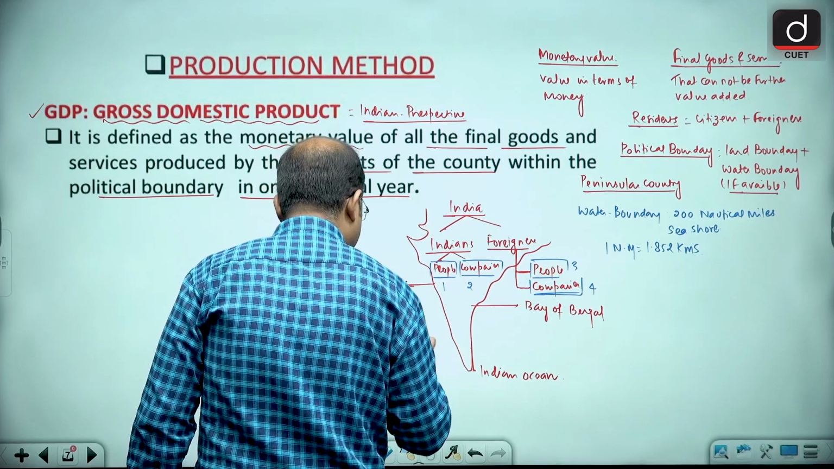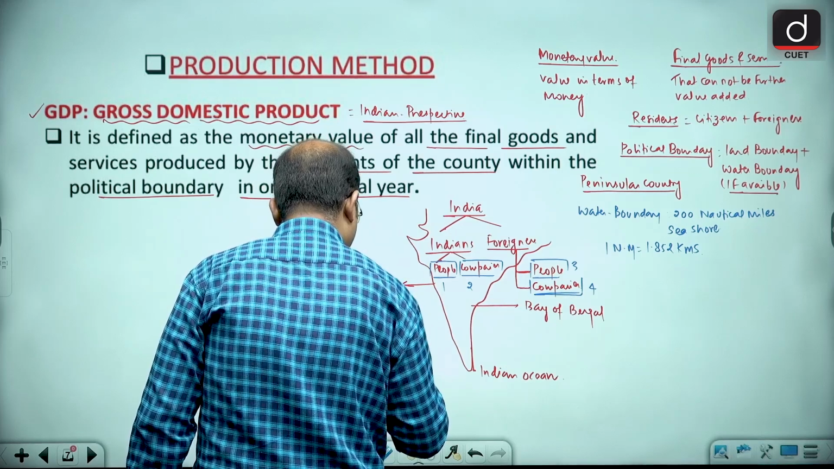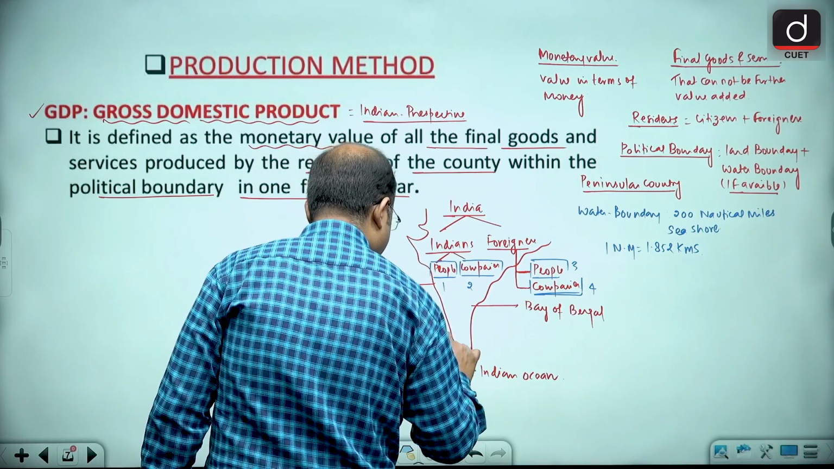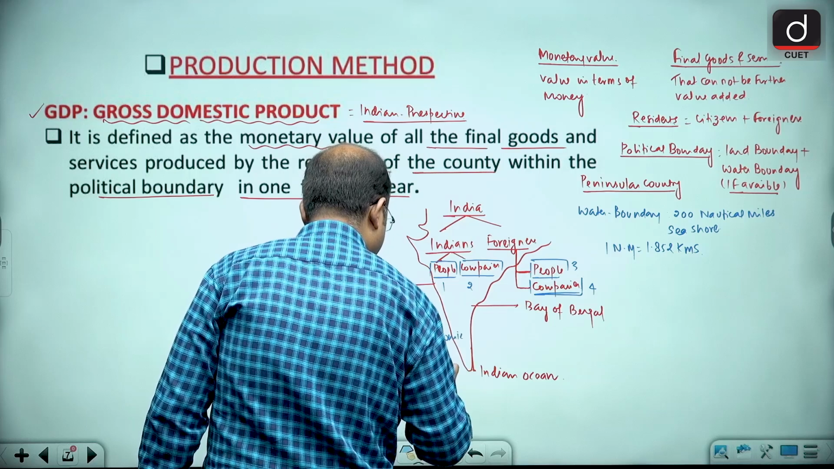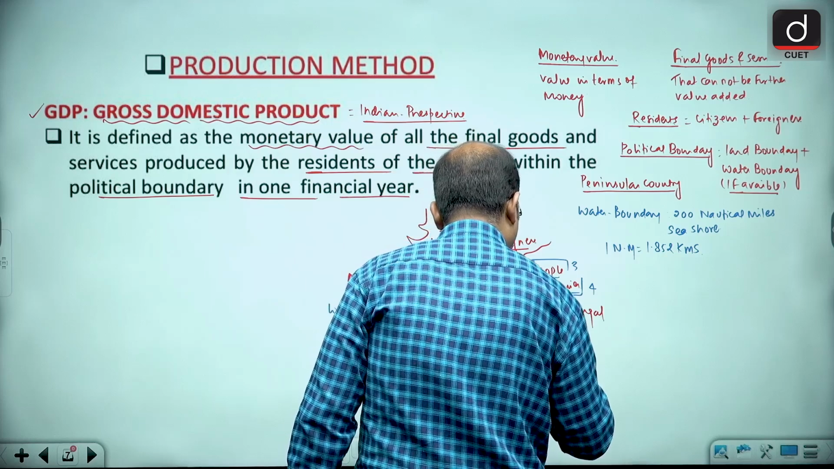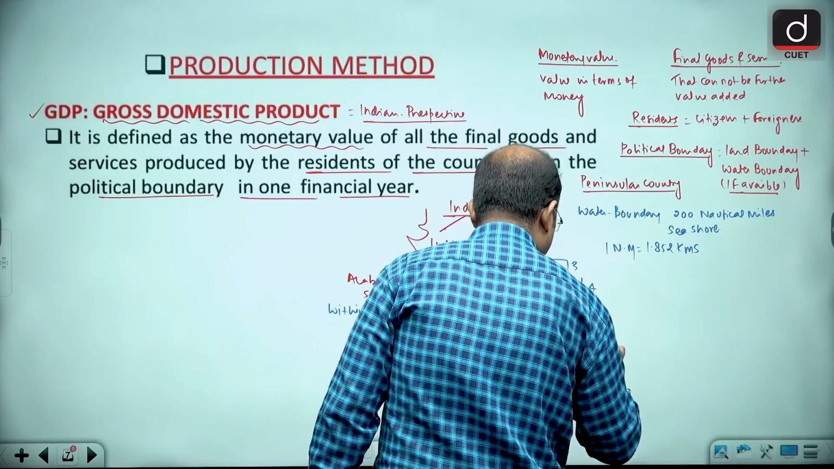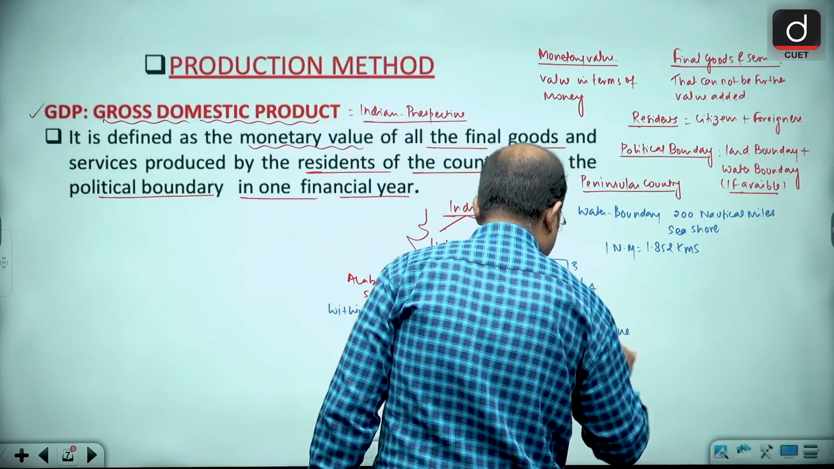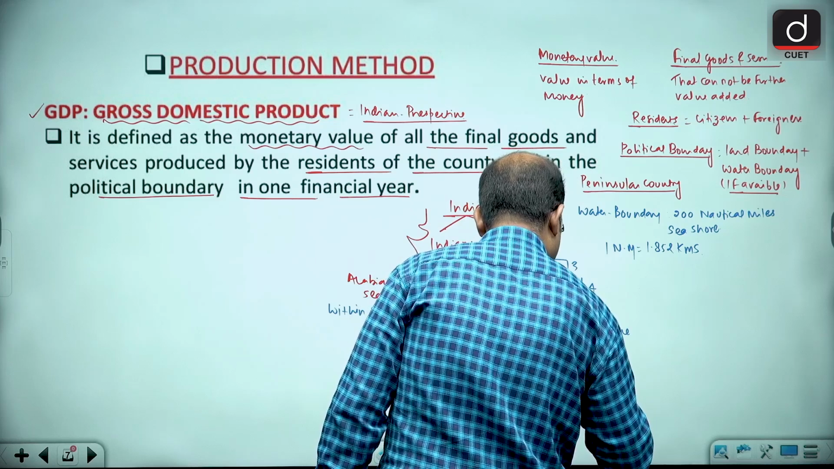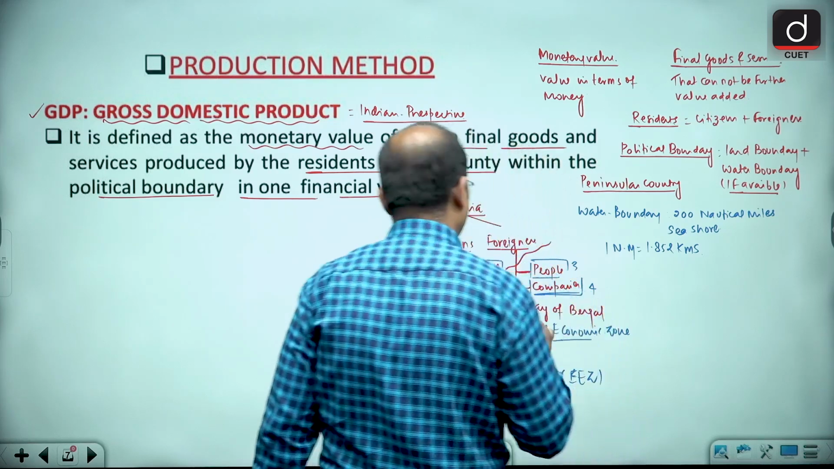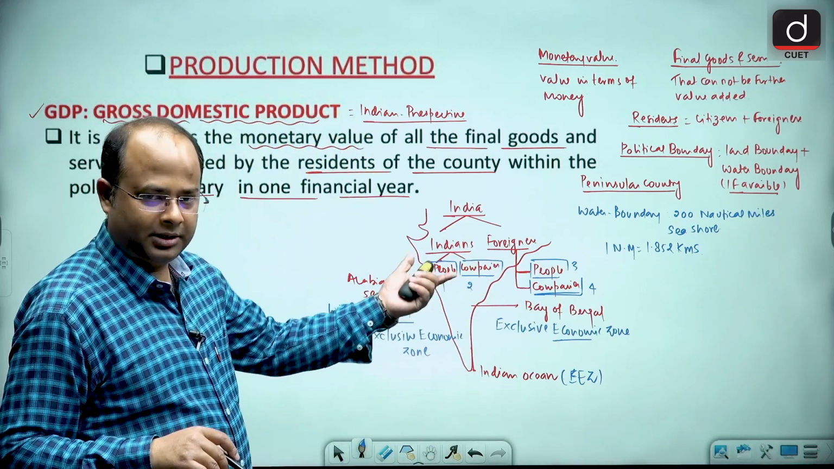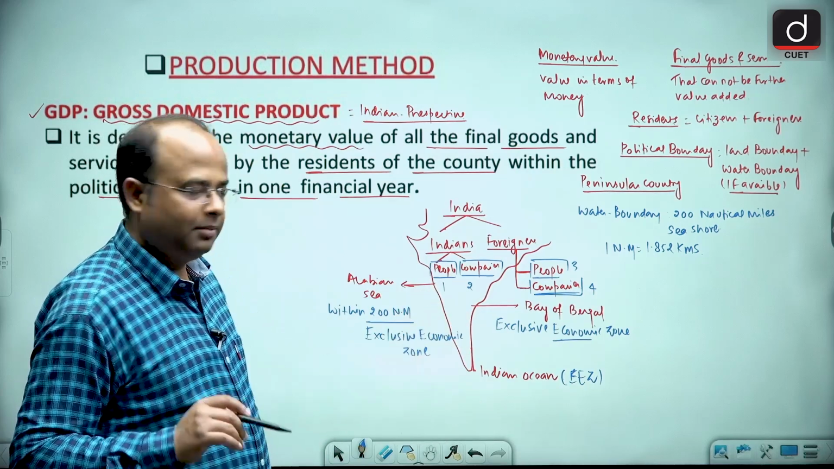200 nautical miles, this is called the EEZ, the exclusive economic zone. That will all be under the political boundary of India.